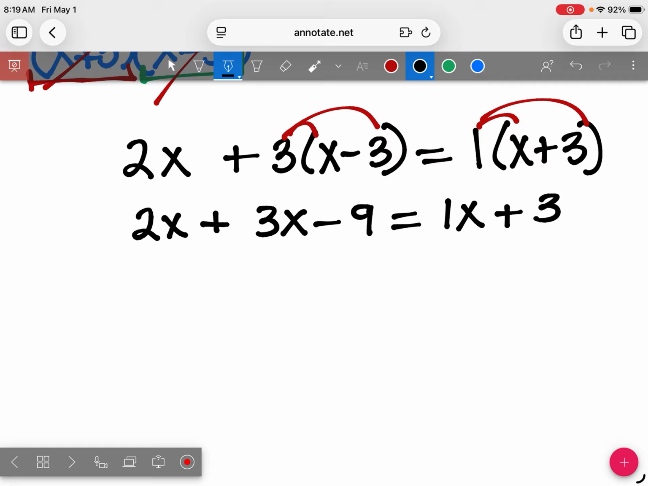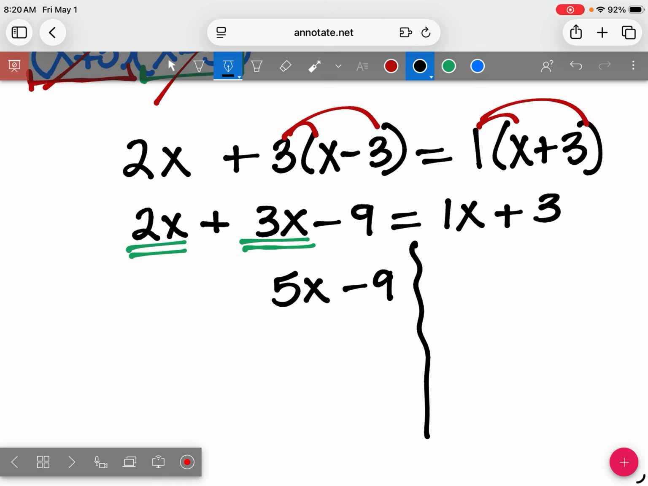Now I'm going to see if I have any like terms. When I look on this side of the equal sign, these are not like terms. I can't do anything with that. But over here, I have some like terms that we can add together. So 2x plus 3x adds together to be 5x.